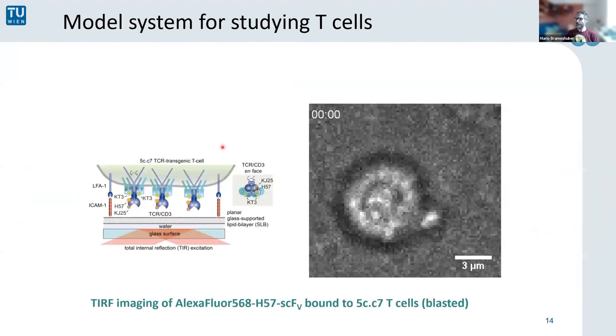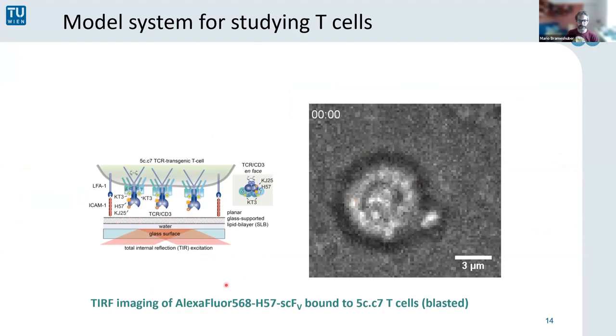Okay, so now we have introduced all the tools. Now let's put the T-cells onto the model system. What you see here is a white light image of a T-cell. It's around 5 to 7 microns in diameter. This is a standard white light image, and I will switch immediately to fluorescence, and you will see then the labeled T-cell receptors.